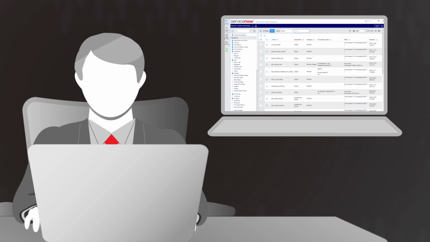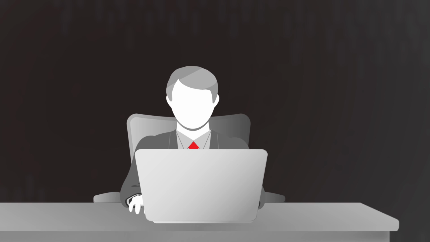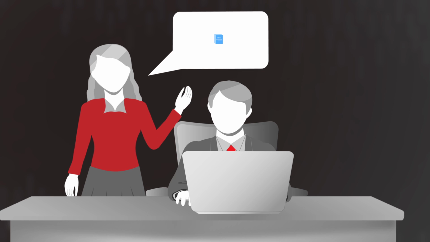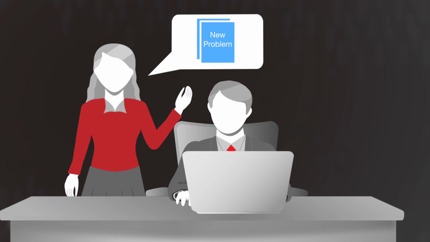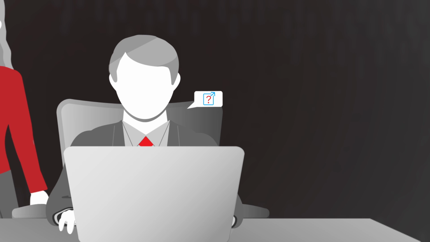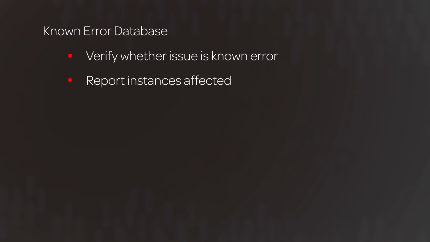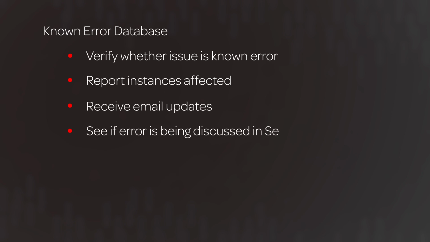Joe, employee of Acme North America, notices an issue occurring on his company's instance. Joe's coworker, Sarah, suggests creating a new problem on High to document the issue. But Joe knows this could be a known error. By looking in the Known Error database, he can quickly verify whether it is or not. If it is a known error, he can report that his instance is affected, as well as receive email updates about the state of the error. He can also see if the error is being discussed in the ServiceNow community.